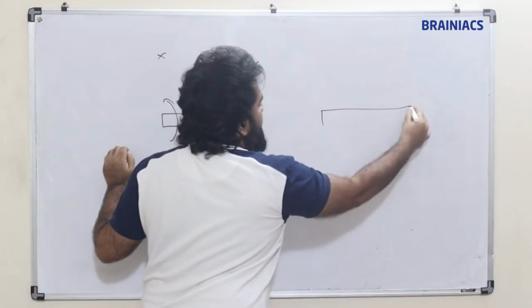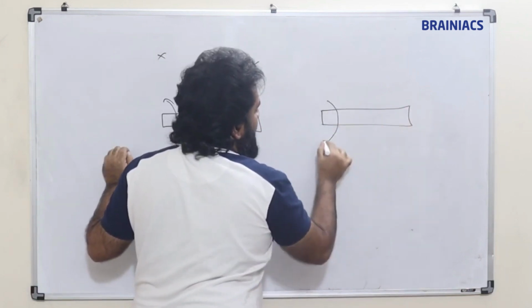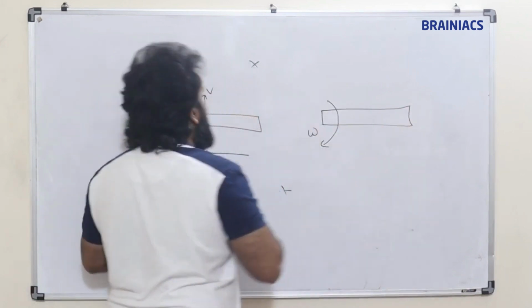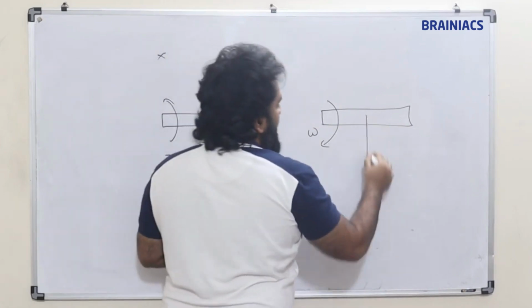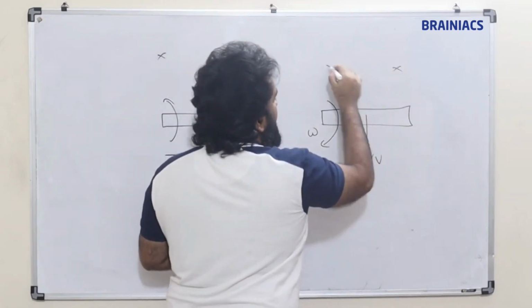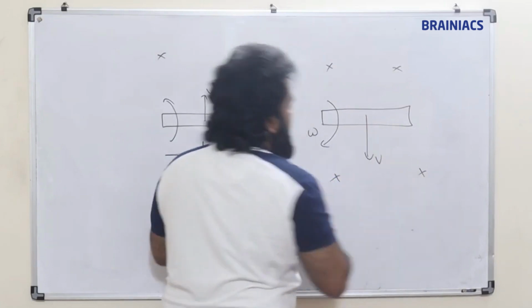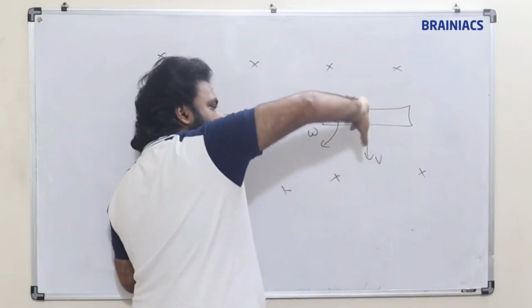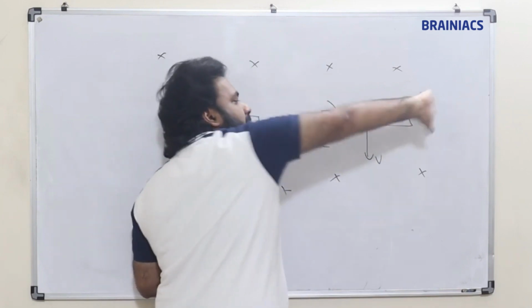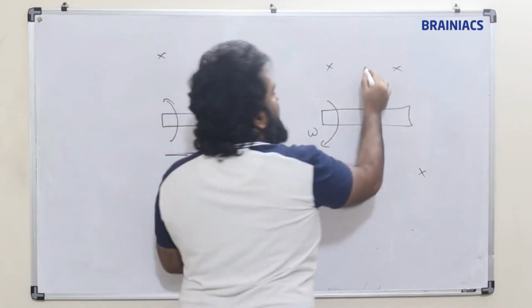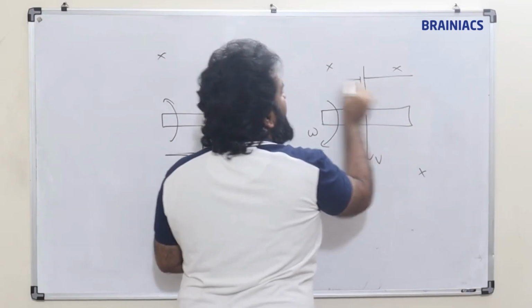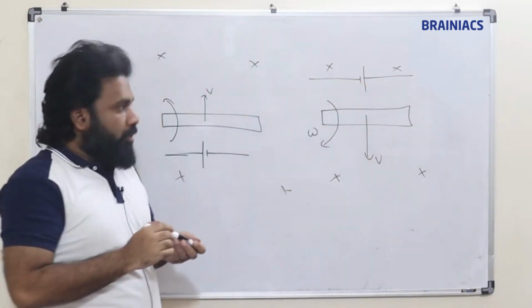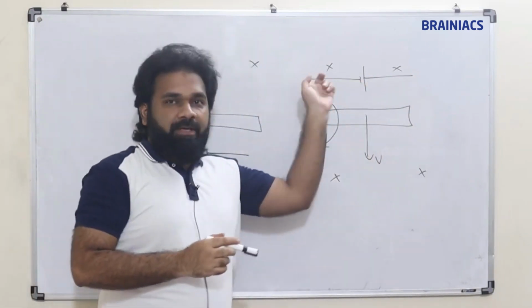Suppose if it is rotating in this direction, then velocity will be in this direction. If the magnetic field is in this direction, so this is going to be the direction of magnetic field, and this is going to be the direction of velocity. The palm is showing in that direction. So here the EMF polarity will be in this direction. So if the field is going inside, this is how.